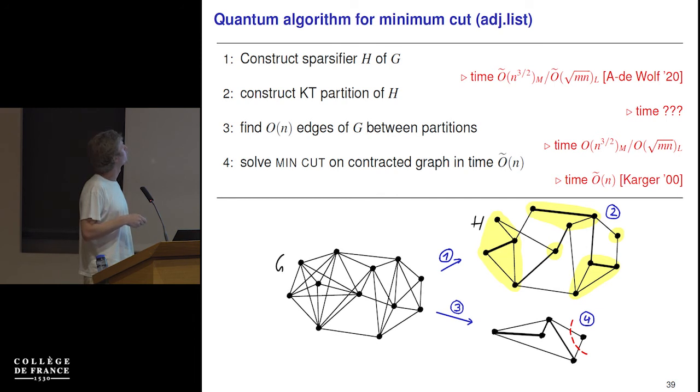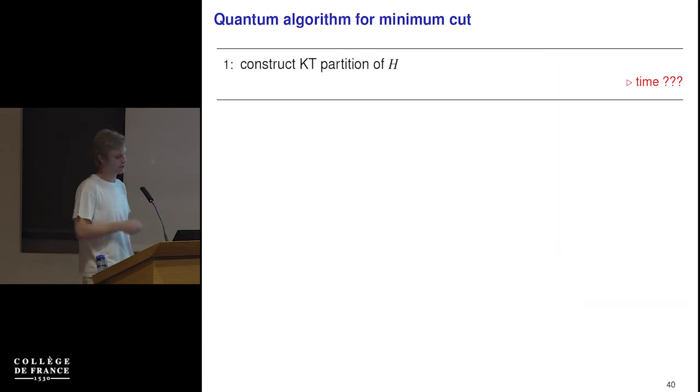So really, we should focus on this one step of constructing the KT partition of H. As I mentioned before, we start from a simple graph, and we would like to construct the KT partition of the simple graph. The way to approach it is that we first construct the sparsifier, and now we want to find the KT partition of the sparsifier.